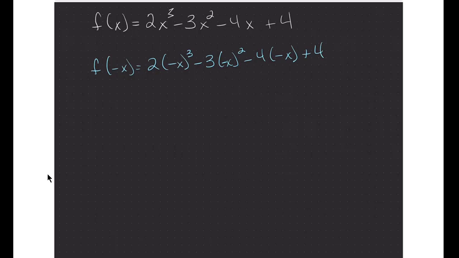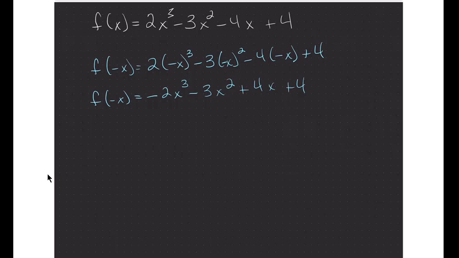And then we're just going to simplify our x's. Okay? So f of negative x equals negative x times negative x times negative x is going to give me a negative 2x to the third. Negative x squared is going to give me a positive x squared. So then I'm going to have negative 3x squared plus 4x plus 4. Right?